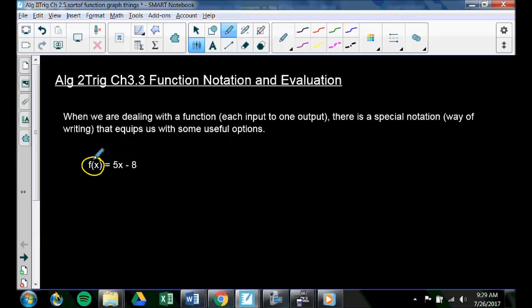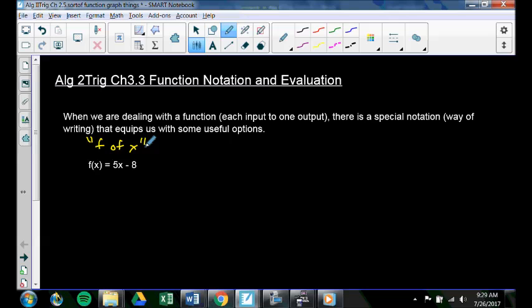We use this f of x. This is not f times x. We're not multiplying f and x. And that can get confusing when you start using different letters. I know that you're used to seeing this and thinking that means multiplication. But no, with function notation, it does not mean multiply. This is read as f of x.